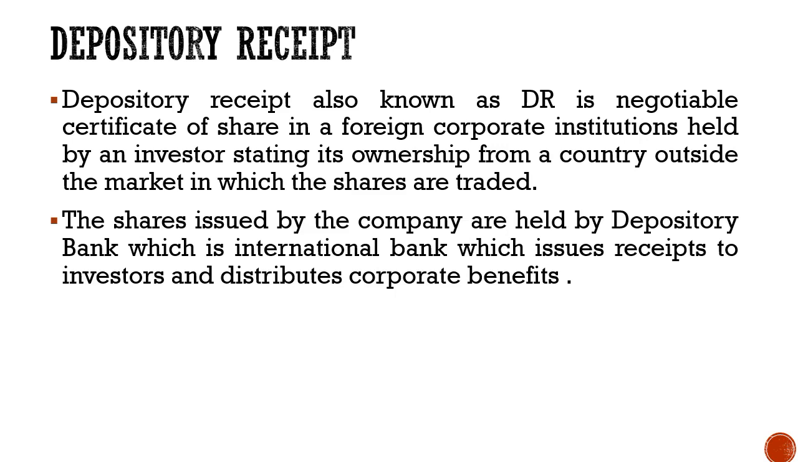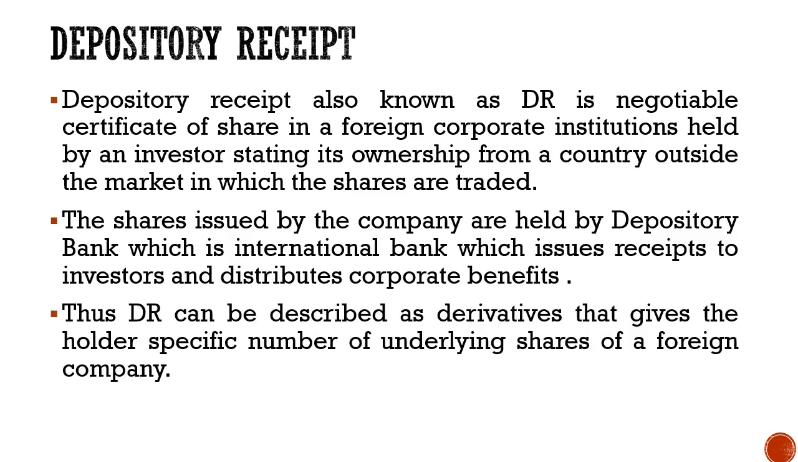The shares issued by the company are held by depository banks, which are international banks that issue the receipt to the investors and distribute corporate benefits. So this entire work is done by the depository bank, which is nothing but an international bank. It issues depository receipts to the investors. Thus, a depository receipt can be described as a derivative that gives the holder a specific number of underlying shares of a foreign company.